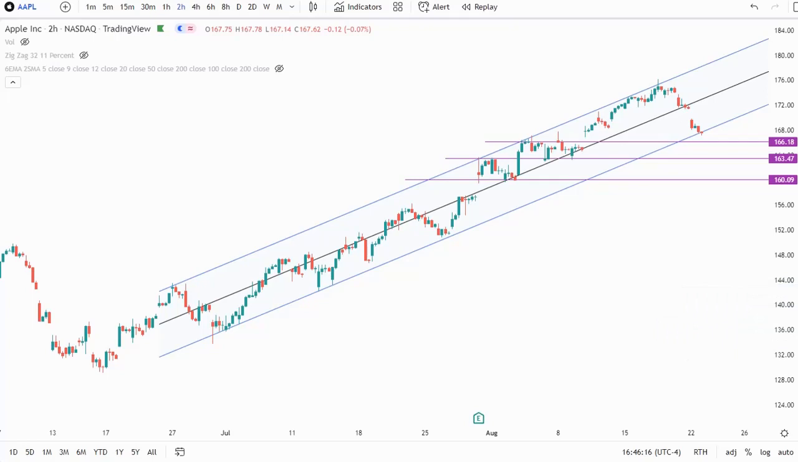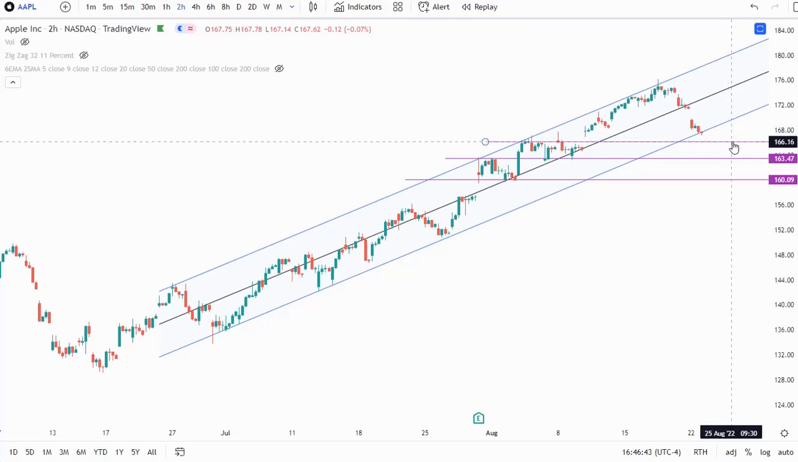You're looking at a 2-hour chart of Apple. I have a trading channel here that we talked about yesterday, and Apple closed right at the lower end of this channel. This channel provided support previously, so right now it closed right at this channel. Now obviously Apple is gonna move along with the overall technology.